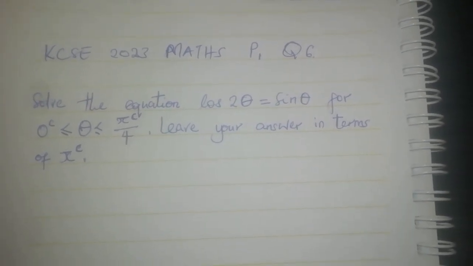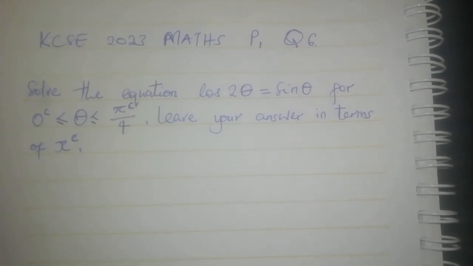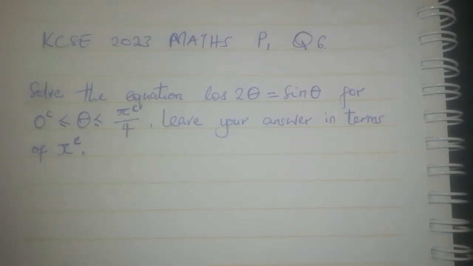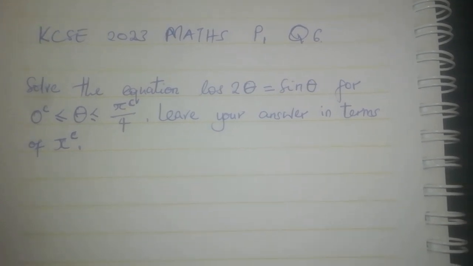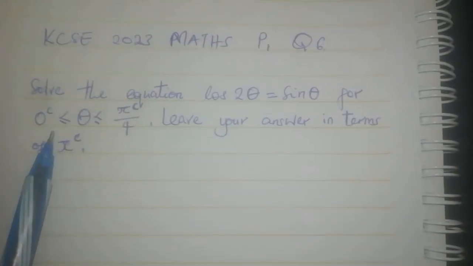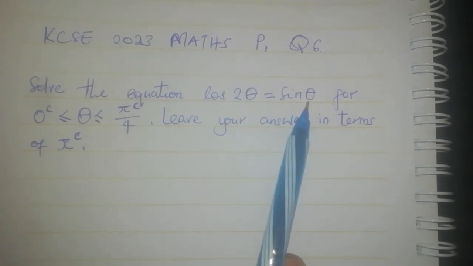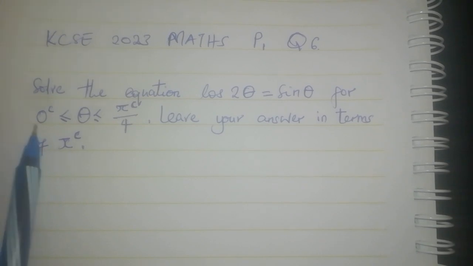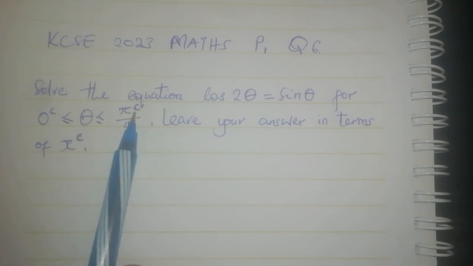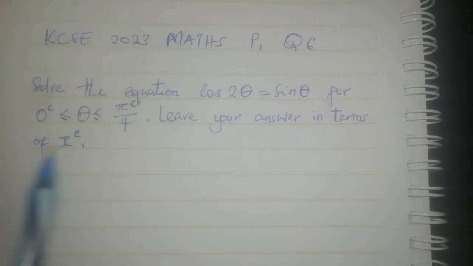Today I want us to look at trigonometry, and we are going to use a question in the most recent KCSE, which is KCSE 2023 Mathematics Paper 1, question number 6. The question reads, solve the equation cos 2θ = sin θ for the range between 0 radians to π/4 radians. Then you're supposed to leave your answer in terms of π radians.